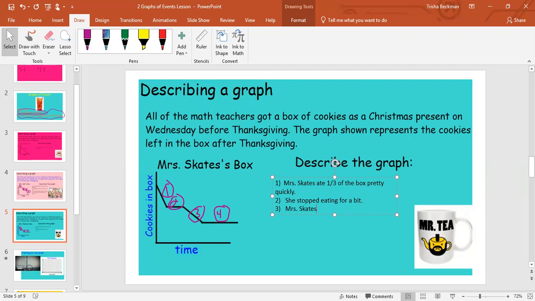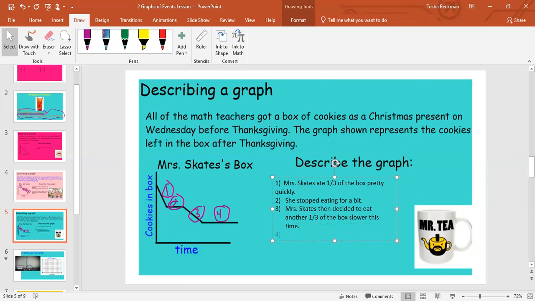Mrs. Skates then decided to eat another third of the box. And you can even describe the speed. Was it the same speed as before? If you notice, it goes down, but it doesn't go down as fast as the last time. So you can say that Mrs. Skates then decided to eat a third of the box slower this time.